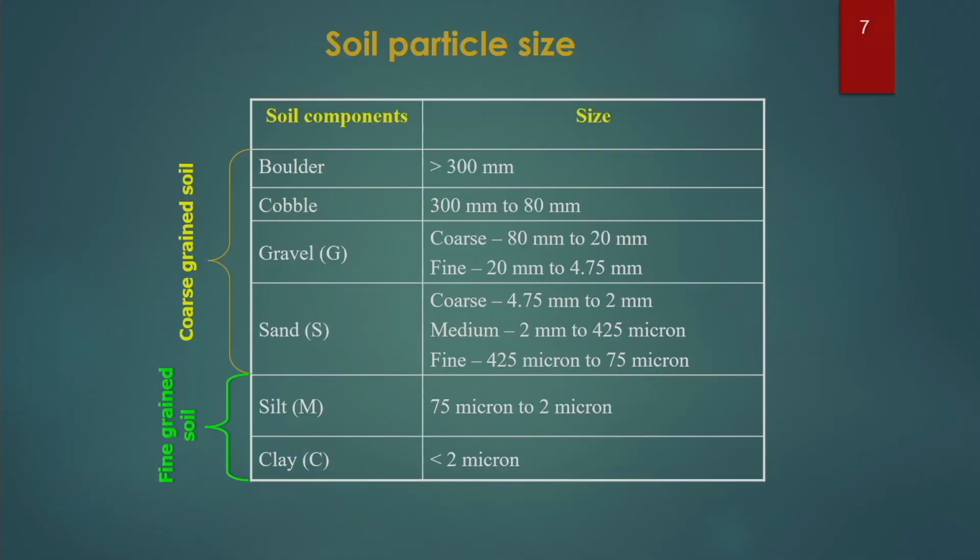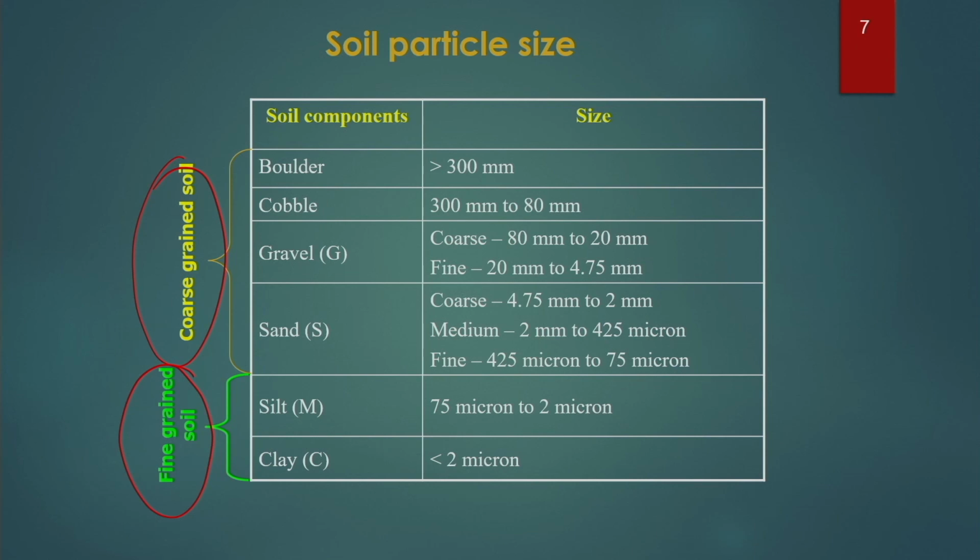The soil is made of various particles. Generally the soils are divided into different particles based on their average size. As far as Indian soil classification is concerned, the soil has been classified into two parts. One is known as coarse grained soil, the other one is known as fine grained soil. Coarse grained soil consists of boulder, cobble, gravel and sand.